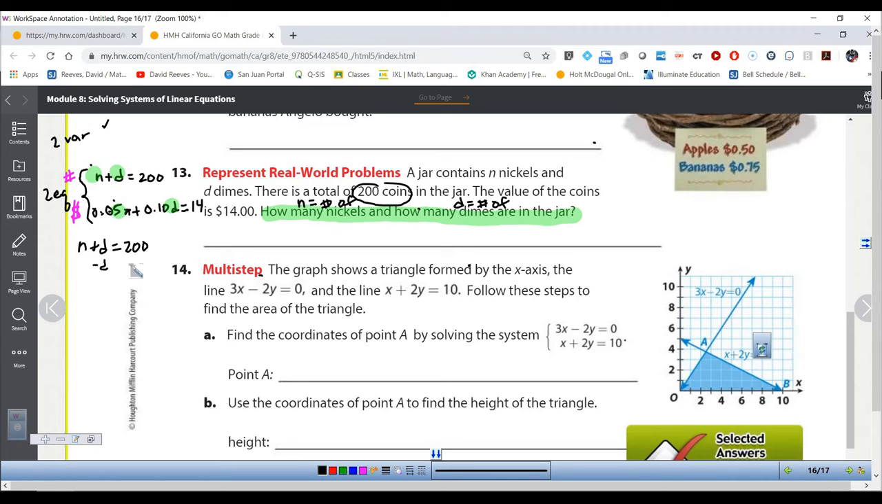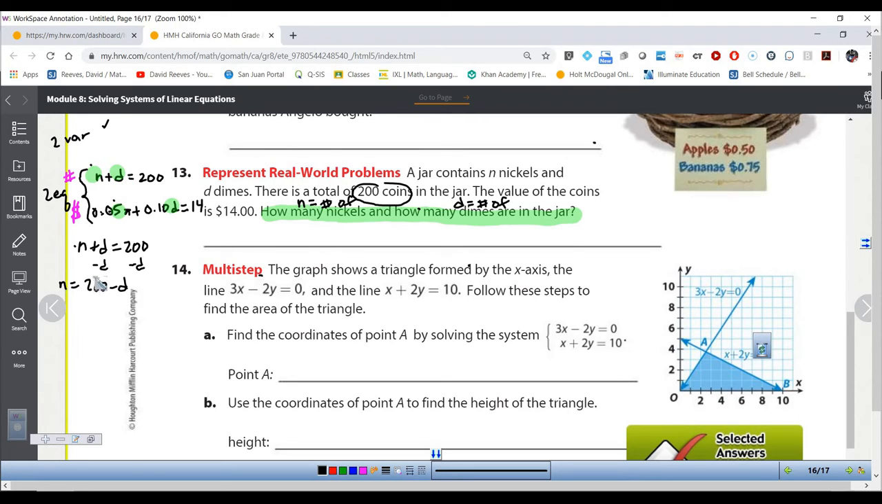All right, so I'm going to go ahead and subtract d from both sides, and when I do that, I get n is equal to 200 minus d. Which should make sense. If they add up to 200, and you want to know one of them, subtract the other from 200. So the number of nickels is 200 take away the number of dimes. So for example, if there were 100 dimes, we'd have 100 nickels. Or if there were 50 dimes, we'd have 150 nickels. All right, so that gives us our first equation and tells us what n is.